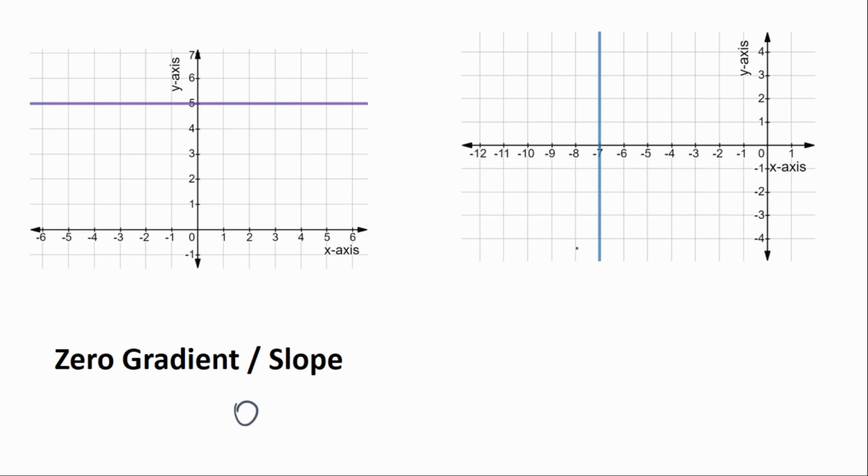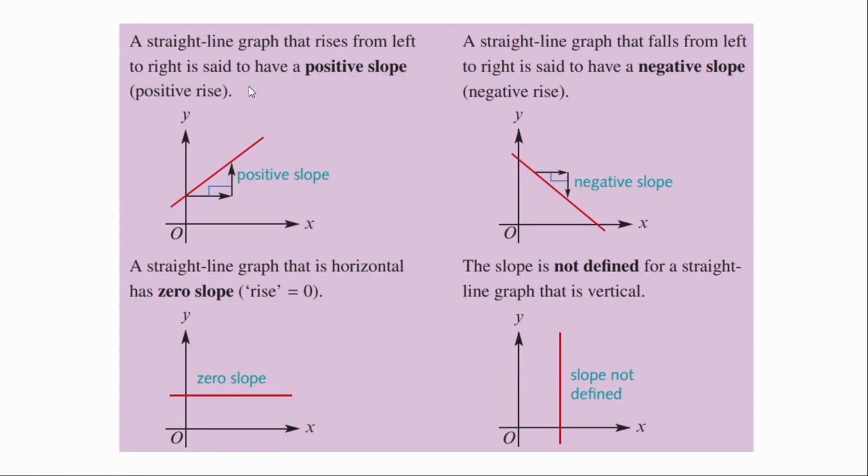For this one on the right, vertical lines, this one actually has an undefined gradient or the slope is undefined. So if the question asks you what is the slope for a graph like this, you'll write undefined. Alright, so just a quick recap. We have positive ones that go up from left to right, negative ones that go down from left to right, 0, that's completely horizontal, and completely vertical is undefined.